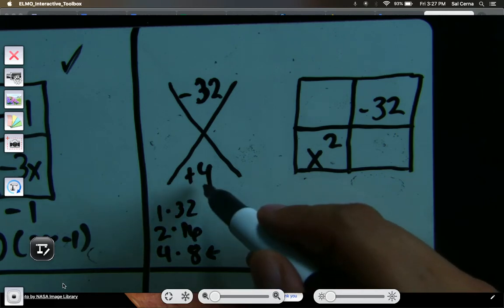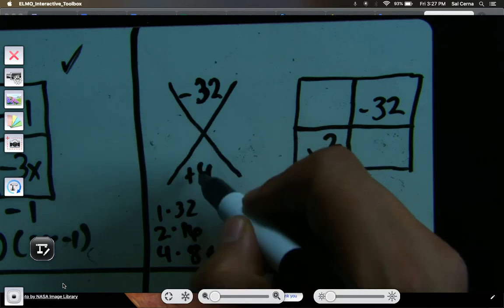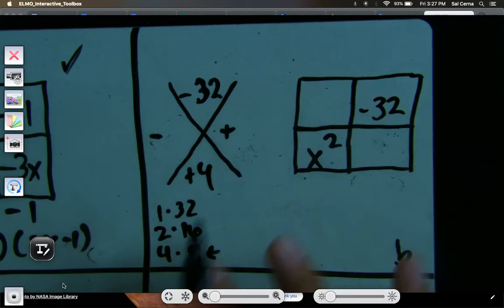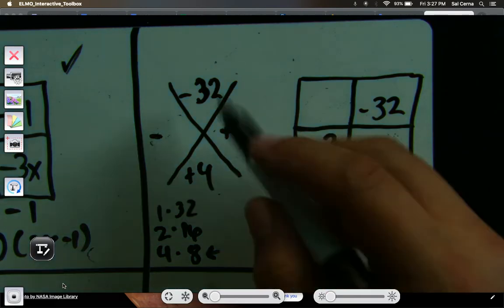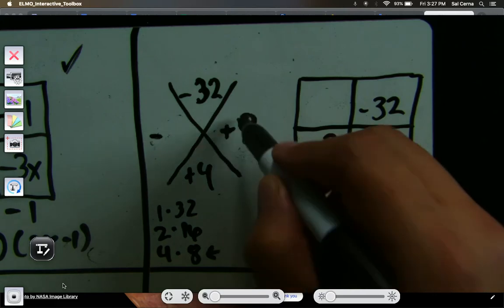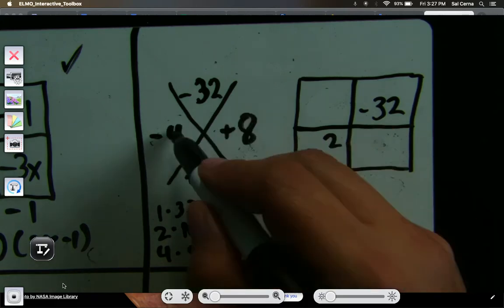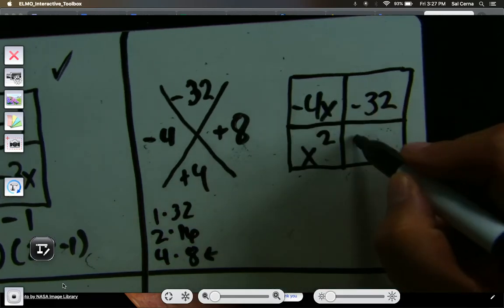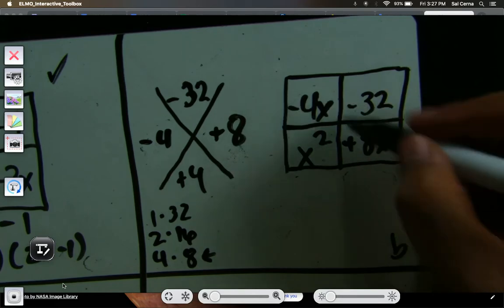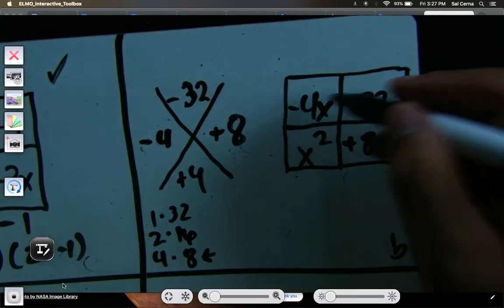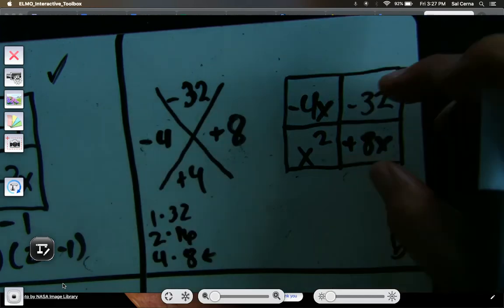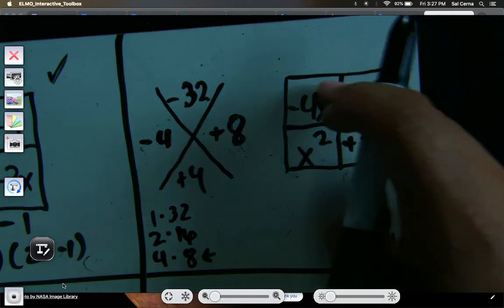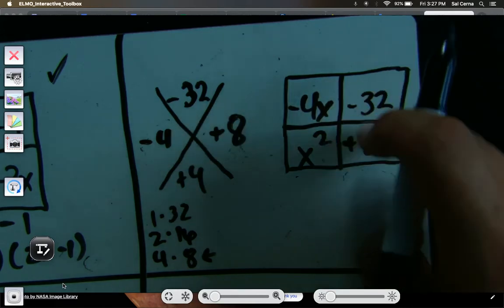Because 4 is positive when I add but the product is negative, that means one value is negative and one value is positive. It's the only way it's going to work. That means my 8 has to be positive, and my 4 will be negative, because 8 minus 4 gives me +4. Then I set this up, right? You can choose where you put the 8x or -4x, because the area model will make sure that the dimensions, as you figure them out, will coincide with the areas, okay?